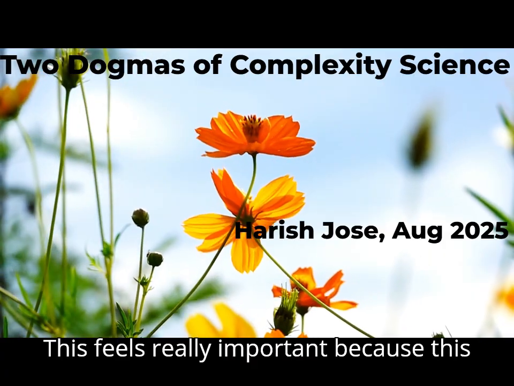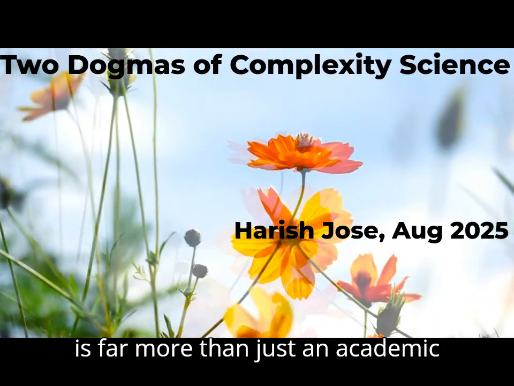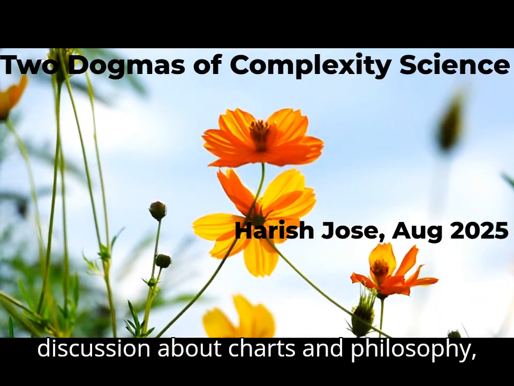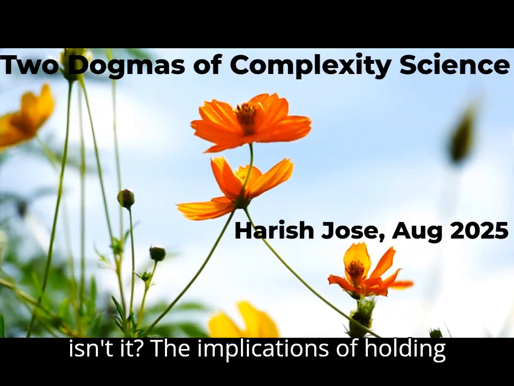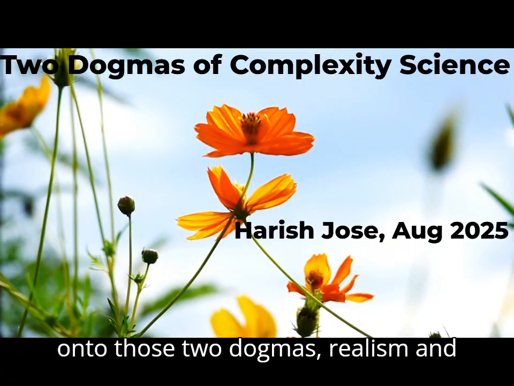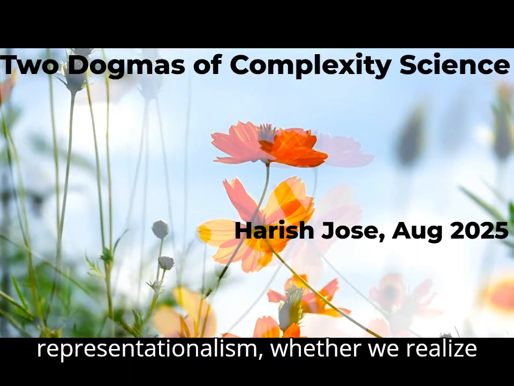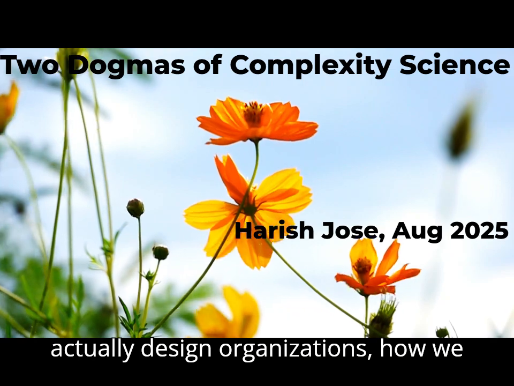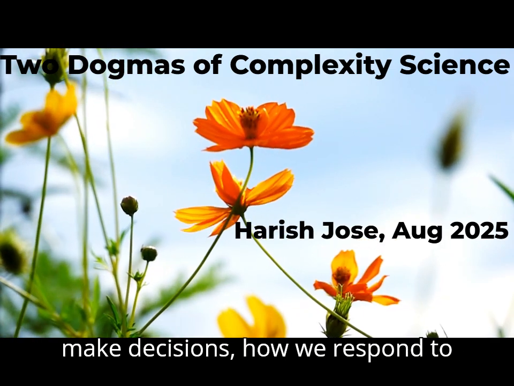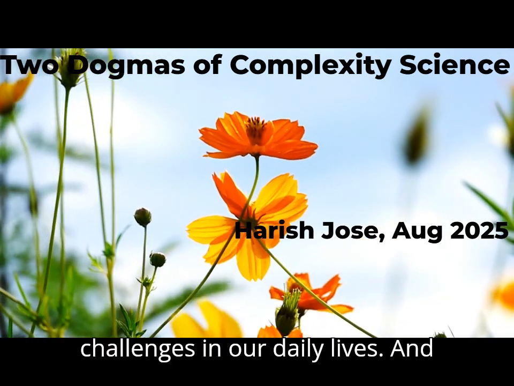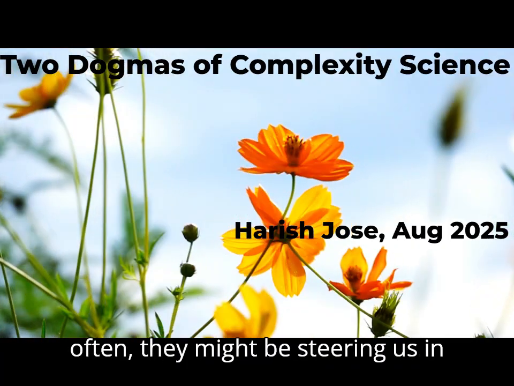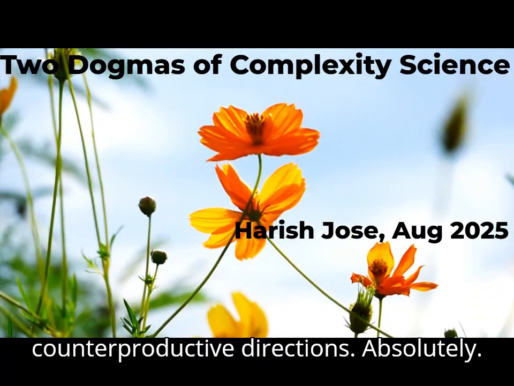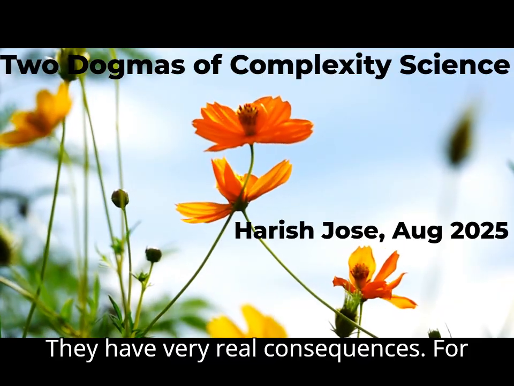This feels really important, because this is far more than just an academic discussion about charts and philosophy, isn't it? The implications of holding on to those two dogmas, realism and representationalism, whether we realize it or not, subtly shape how we actually design organizations, how we make decisions, how we respond to challenges in our daily lives. And often, they might be steering us in counterproductive directions. Absolutely. They have very real consequences.